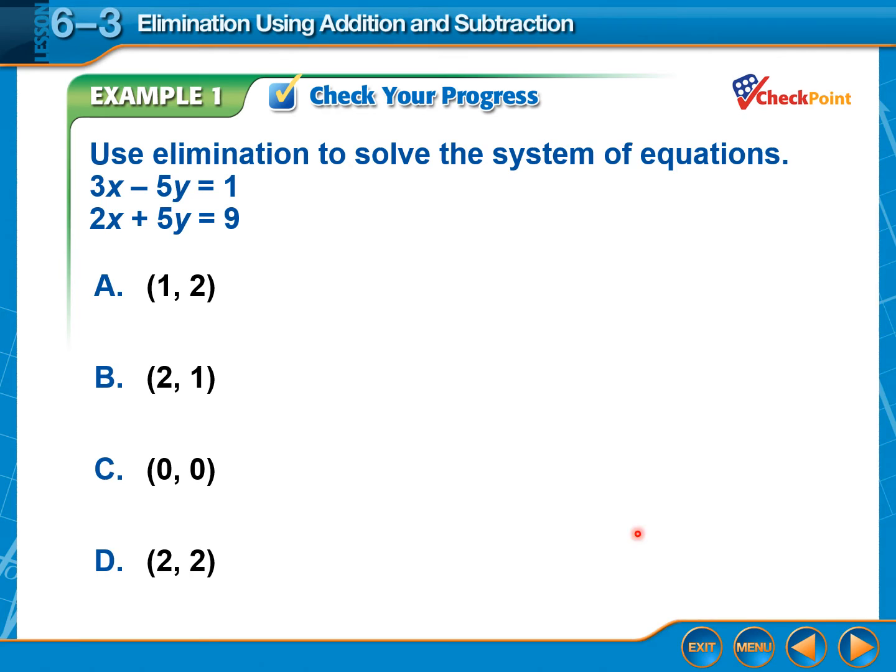Right, so go ahead and try this one on your own. Take 3x minus 5y equals 1 and 2x plus 5y equals 9 and use elimination in order to solve the system of equations.